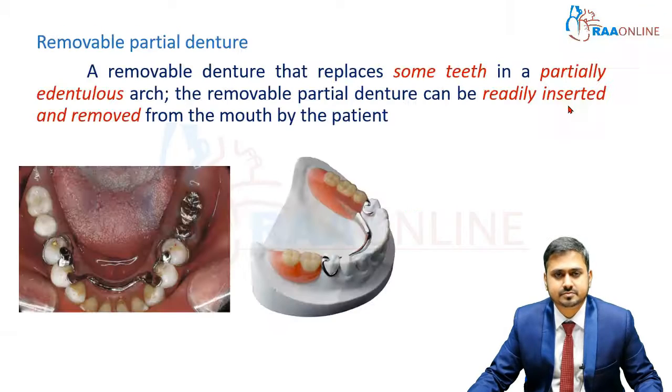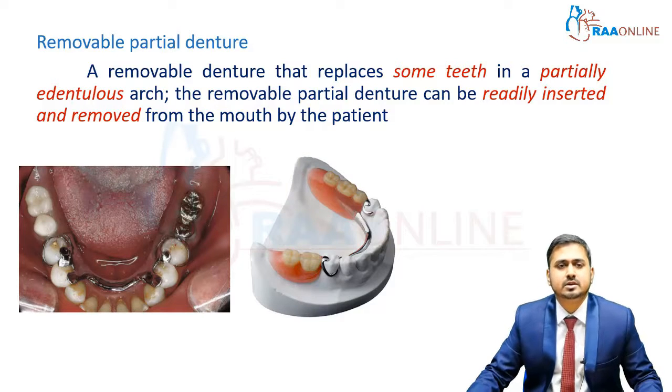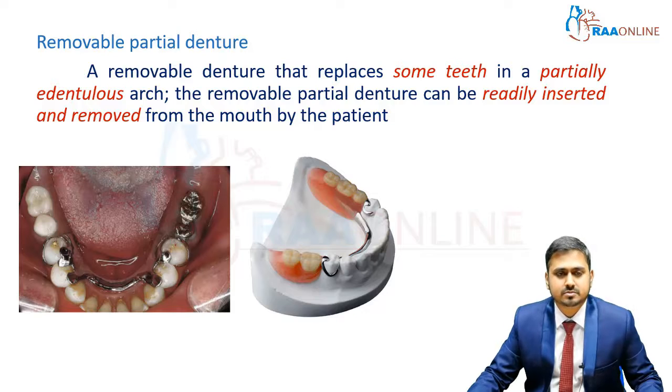Next, any prosthesis which is given to restore these minimally missing structures and teeth is called a partial denture. So, combining these two terms, removable and partial, we arrive at the definition of today's topic, which is your removable partial denture that replaces some teeth in a partially edentulous arch and can be readily inserted and removed from the mouth by the patient at their own will. As you can see here, you have multiple missing teeth in the posterior aspect, and we give a prosthesis which the patient can remove and restore easily.